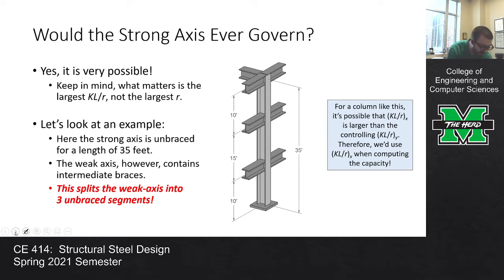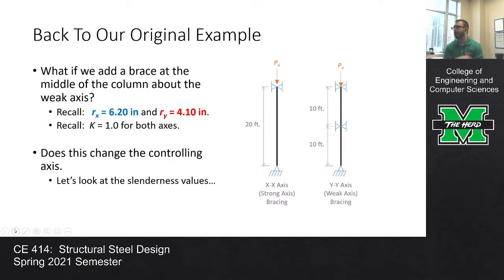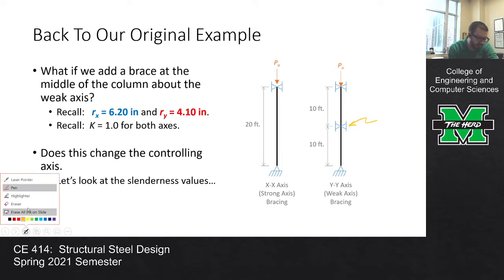If you don't believe me, let's look at this. So this is the same example we just looked at. It's a 20 foot long column. It's the same R values, the same RX and RY, the same K values. The only thing I did differently is this: I added a brace on that Y axis, right? The Y axis was weaker, so I said, let's put a brace on there. So let's take a look at this. So now let's see what we've got going on here.